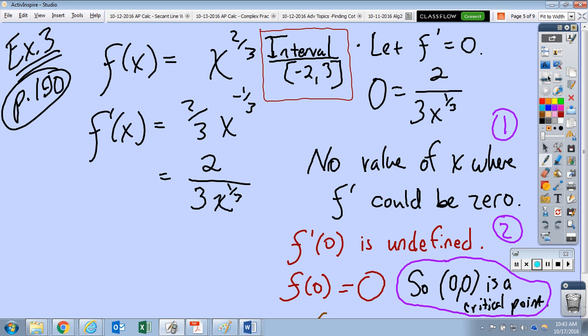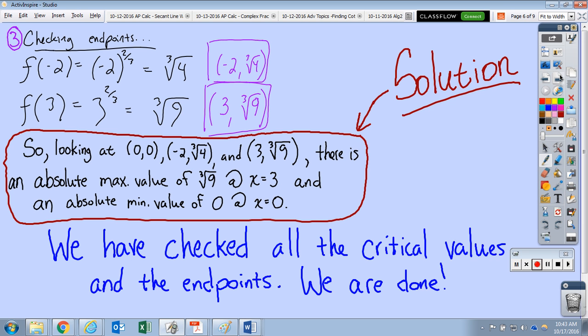Even if this function, the entire domain, let's say it goes on forever, either up, down, whatever, doesn't matter. We're only concerned about the interval, so we can state them as absolute. Okay, that makes sense. Okay? Sorry, thank you.